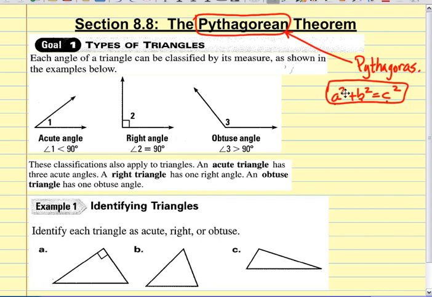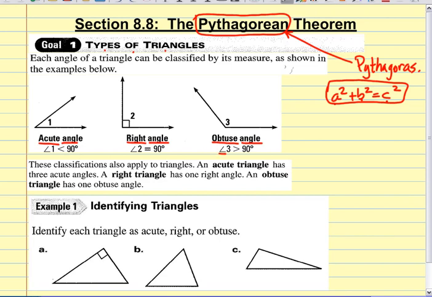Now you guys have seen this before, but it says types of triangles. Each angle of a triangle can be classified by its measure, as shown in the examples before. If it's less than 90 degrees, we call it an acute angle. It's acute. Isn't that cute? If it equals 90 degrees, we call it a right angle. And if it's bigger than 90 degrees, we call it an obtuse angle.